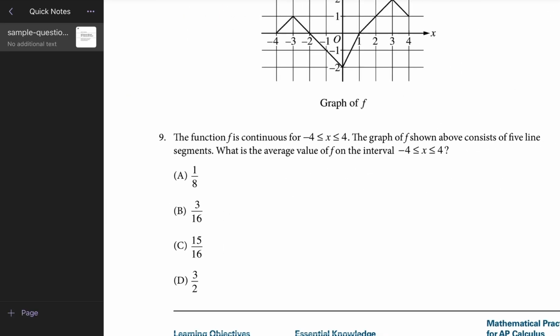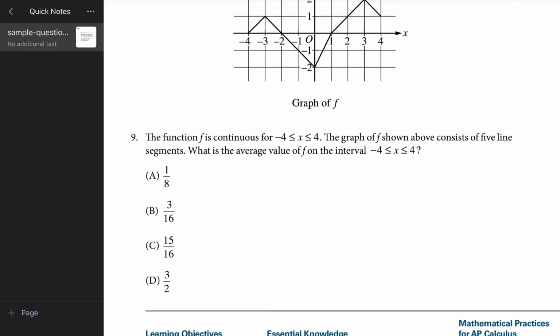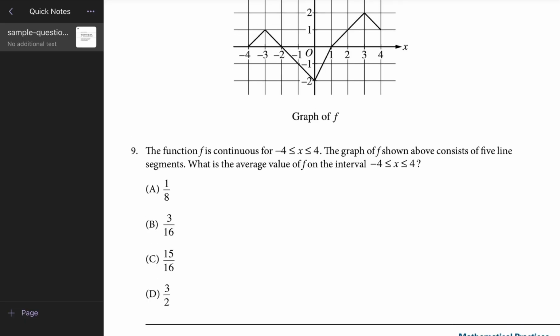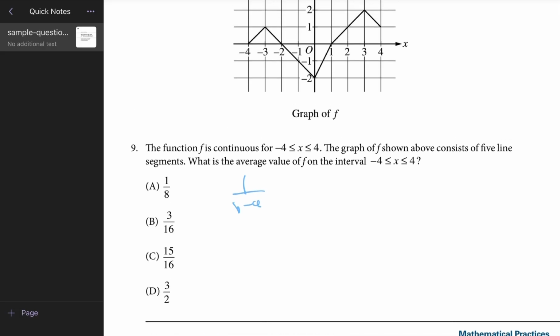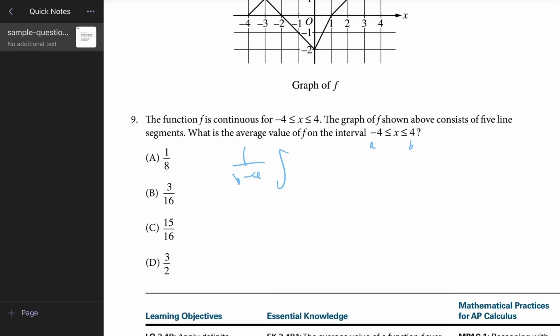And on to question number 9. The function is continuous, and the graph shown consists of 5 lines. What is the average value of f? So we can use the average value formula, which is 1 over b minus a, and here a is negative 4 and b is 4, of the integral from a to b of f of x dx.